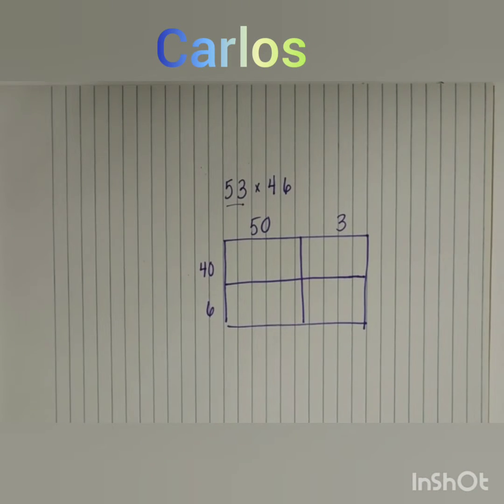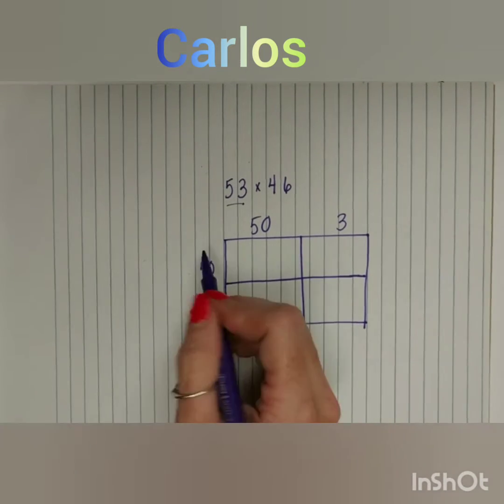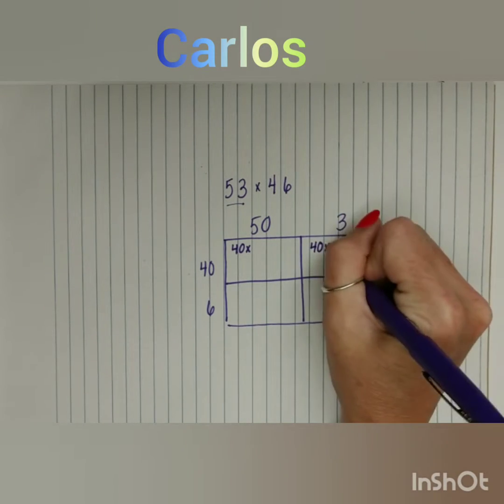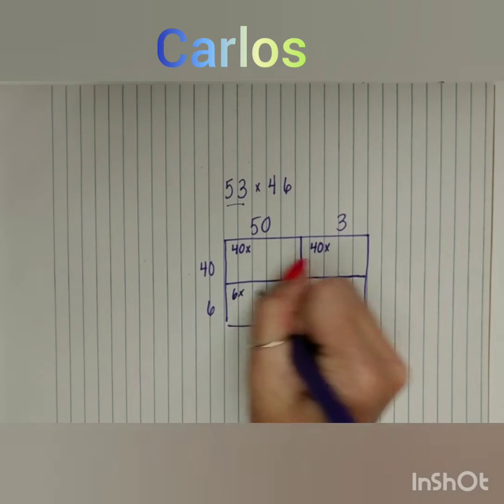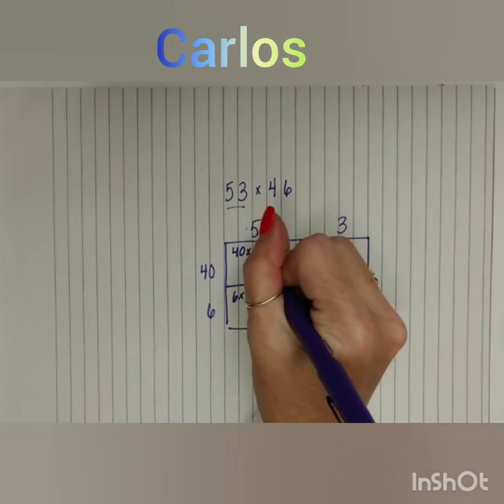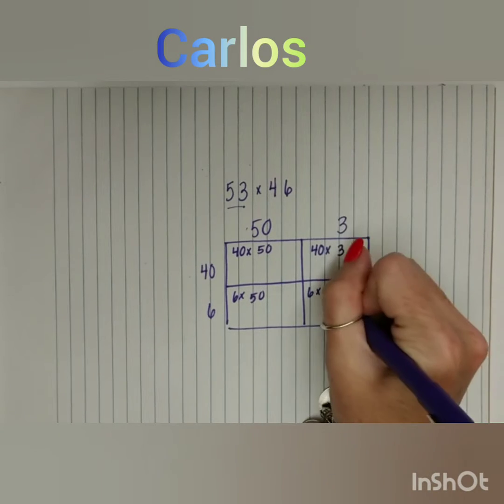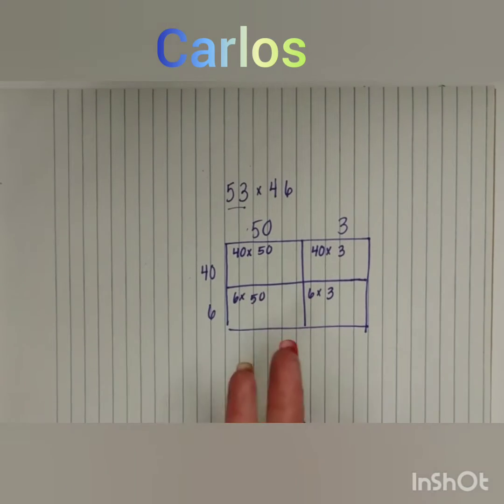Now once I have that, I write my multiplication facts inside so I don't make a mistake. So across, I do 40 times 50, and 40 times 3. All right? Because it has to go across. Now I'm going to go across here, 6 times 50, and 6 times 3. Okay? So now once I have my facts in there, I can quickly do my multiplication because these are mental facts. There's not a whole lot of moving around.